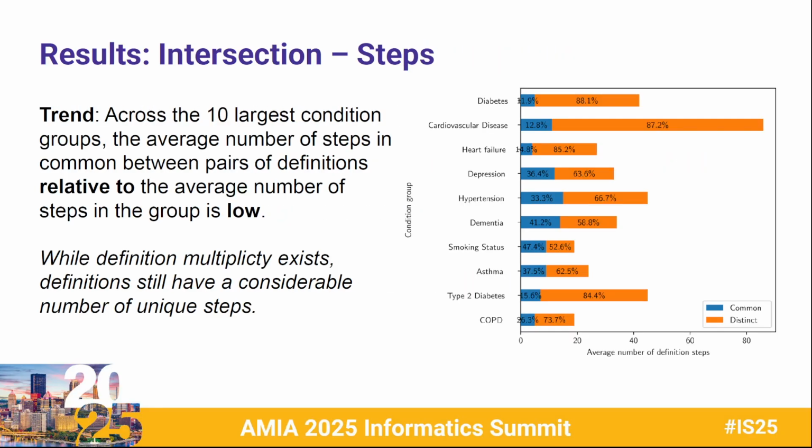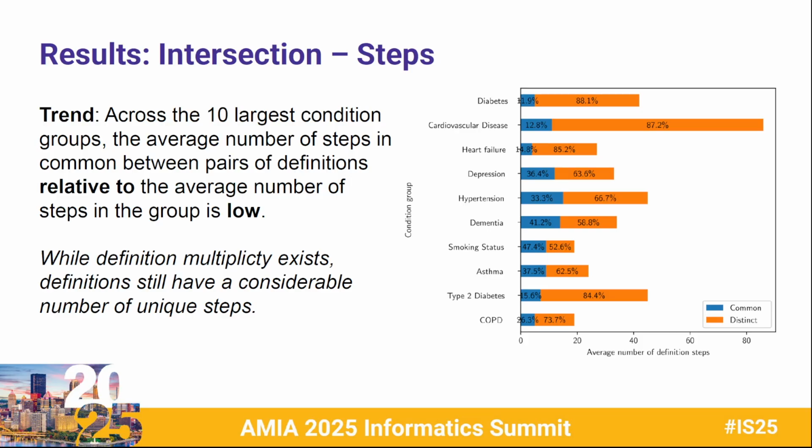Our second result in terms of intersection, so actually looking at what is the common functionality or logic between the phenotypes within individual groups, we actually saw a trend that across the 10 largest condition groups shown here on the right, the average number of steps in common between pairs of definitions, so if we compare pairs of definitions, the average number of steps in common relative to the average number of steps in the group is low. So for example, for diabetes, if we do across all pairwise comparisons of definitions, only about 11% of steps are in common on average relative to the average number of steps in the group.